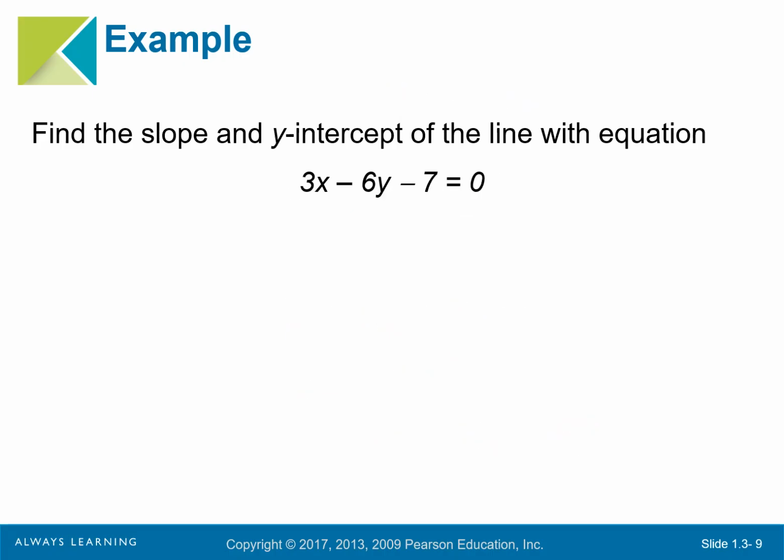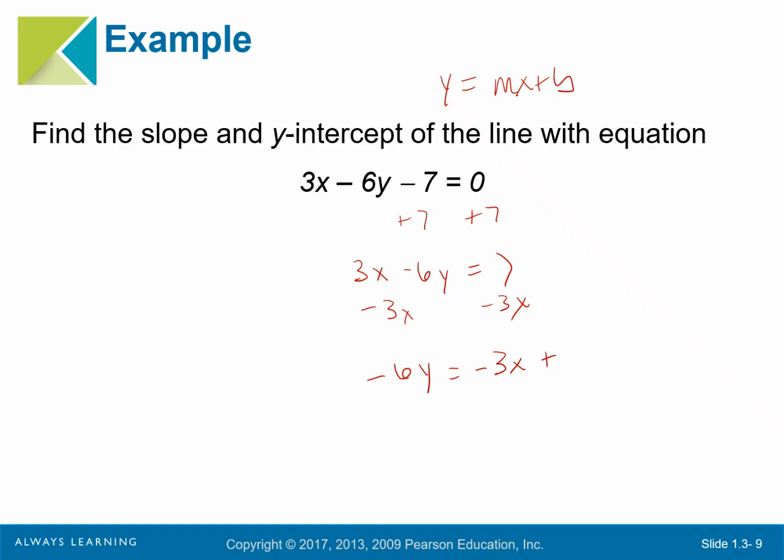Now, the other way you might see these is written like this, where it's not perfectly y equals mx plus b. We have to do some manipulation to it to make it look like that. So essentially, we want to get y alone when this happens. Okay. So when I see this, I'm going to add the 7 to both sides. And we get 3x minus 6y equals 7. Now I'm going to subtract 3x from both sides. And I have negative 6y equals negative 3x plus 7. Okay, and then last step, divide by negative 6.